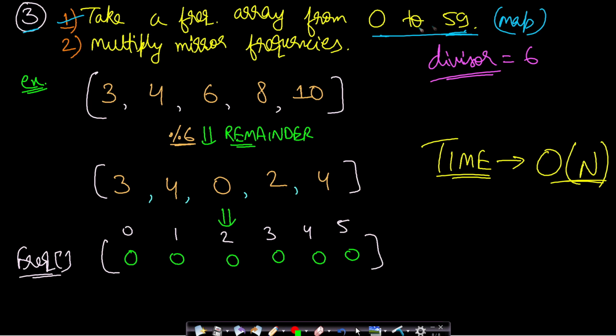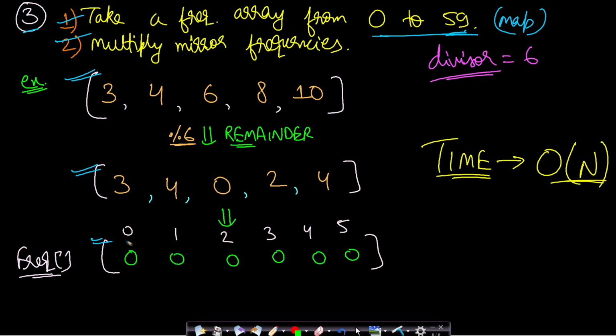So you can take an array of size 60, right? It will serve as a map. Now the second thing to do is multiply the mirror frequencies as I had shown on the number line. So if you are given this array, you will find the remainders, and from the remainders we will have to count the frequency of each remainder.